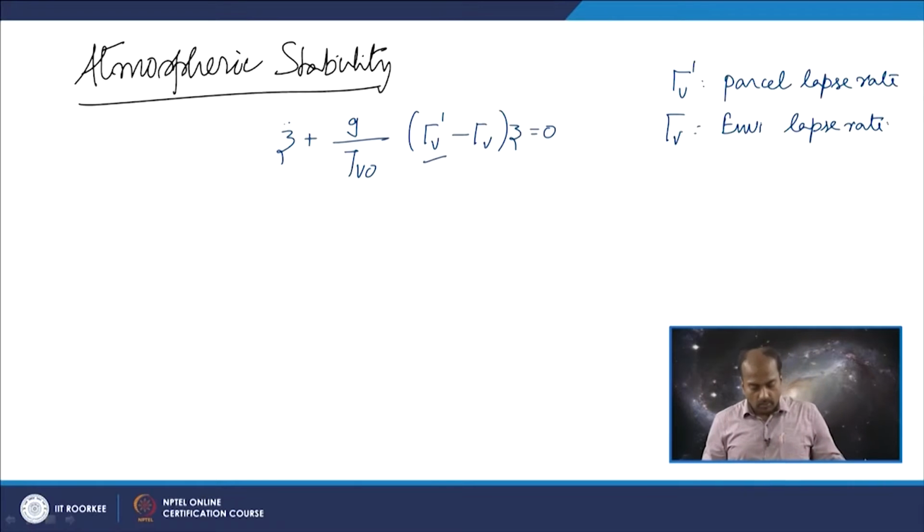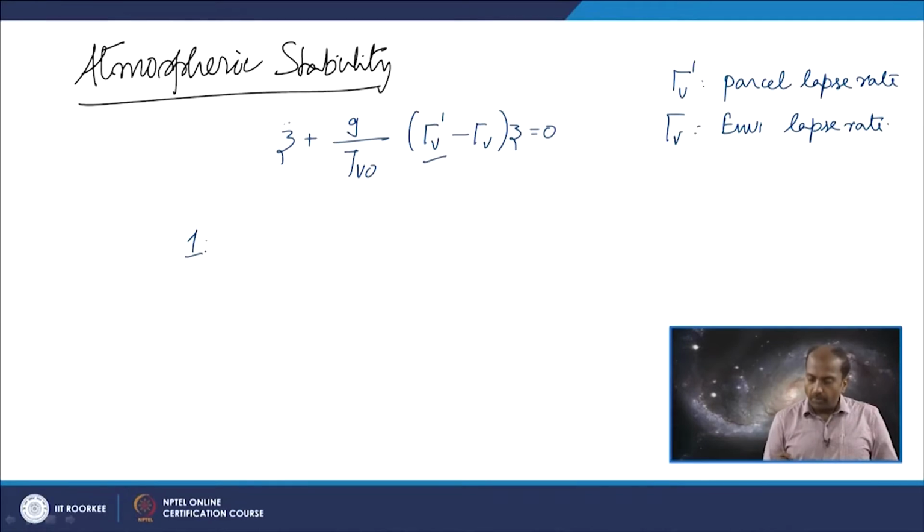Last time we saw that the different types of solutions this equation can predict will decide the nature of motion that the air parcel will undergo. So let us see case by case what different types of motion we can see for the air parcel. There are three possibilities here. The first: gamma v prime greater than gamma v. The second: gamma v prime equal to gamma v. The third: gamma v prime less than gamma v.